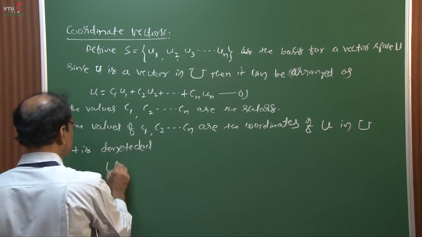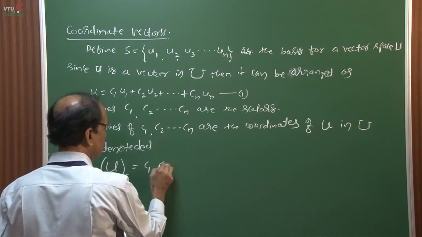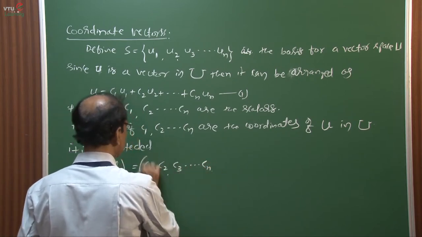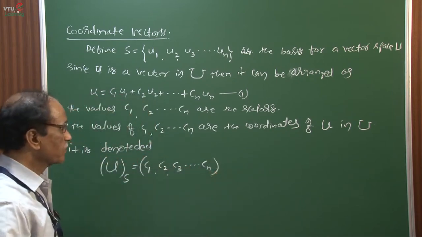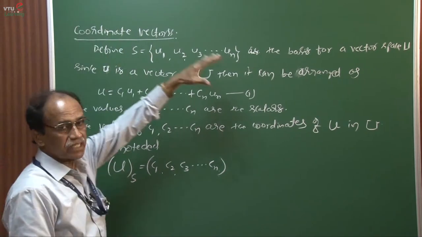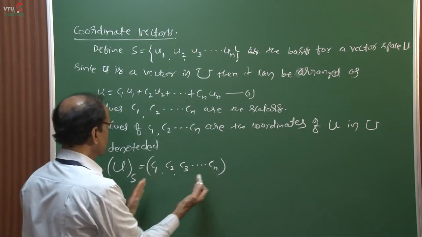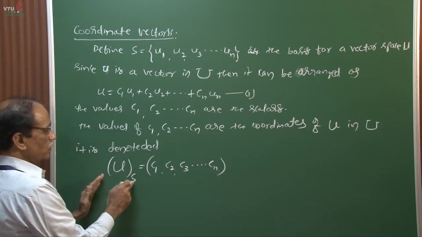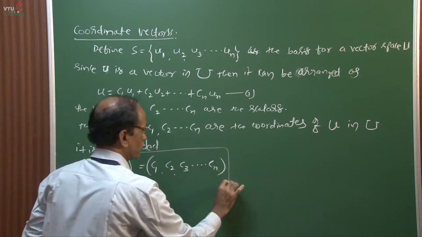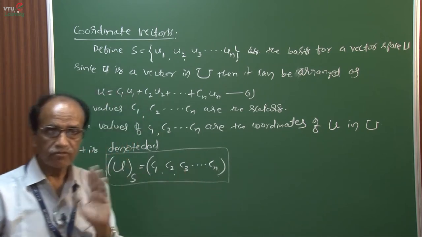it is denoted by u of S equal to (c1, c2, c3 and so on up to cn). This is also in brackets. Then this is the coordinate. Of course, for any vector we consider, the corresponding calculated values will be written as u with suffix S. This is equal to the coordinate vector. This is the symbol which represents coordinate of vectors.